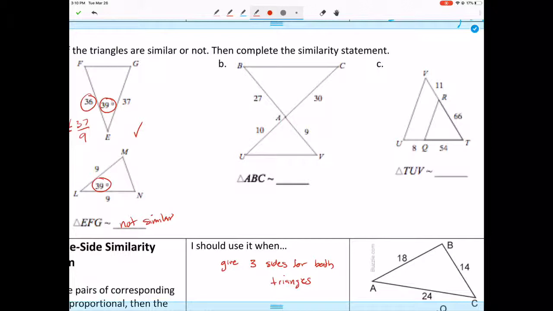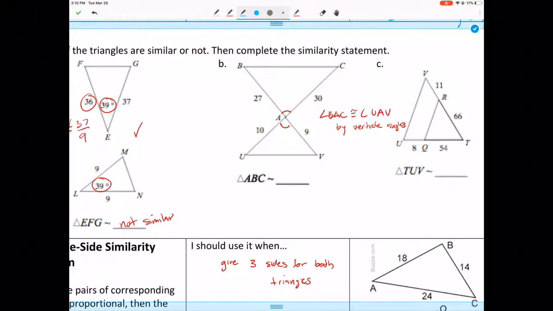Next one. Okay, we have vertical angles here, so we could say that angle BAC is congruent to angle UAV by vertical angles. Okay, and then we need to find that we have two sets of corresponding sides. So we need to make sure that they're proportional. For example, I'd start with the highest, which is 30 for the big triangle, and the largest for the small triangle would be 10. So we could do 30 divided by 10. That gives us 0.3. And then we'd do the next set.